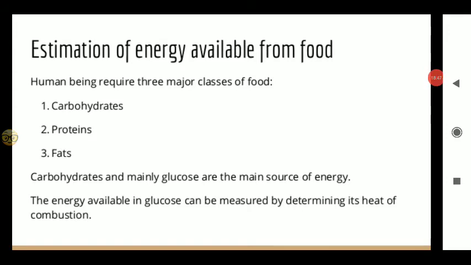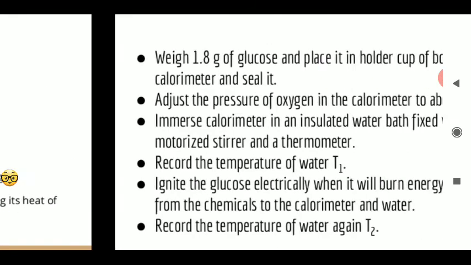Now we are moving towards the estimation of energy from our food. The basic requirements of human food are carbohydrate, protein and fat. Carbohydrate, mainly glucose, is the main source of energy, because all the ATP molecules formed inside the body come from the complete metabolism of carbohydrate. The energy available in glucose can be measured by determining its heat of combustion. So the energy of all types of food items that we consume can be estimated.